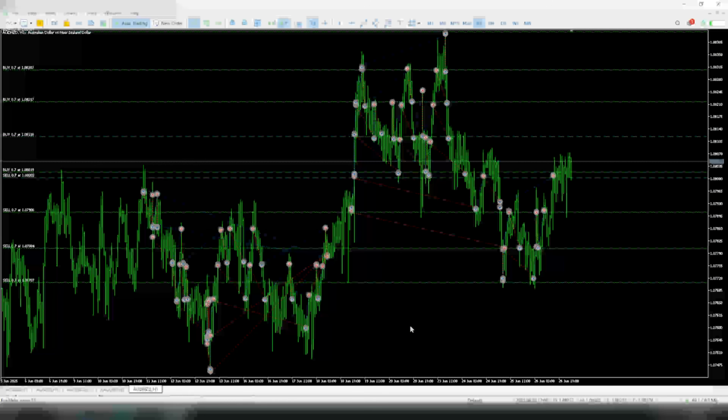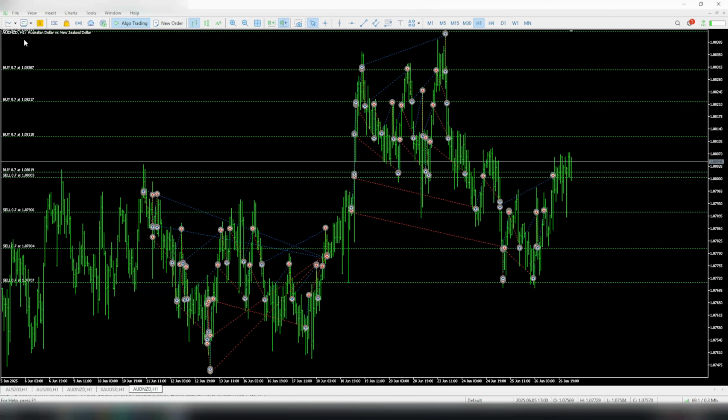Let's switch to another chart. This is the Aussie New Zealand, which is well known for going sideways, up and down, and grid strategies work really well on this particular currency pair. Again, you can see the first trade that I did, this first group of trades, I risked $1,000 to make $1,000, and here I made $1,000.